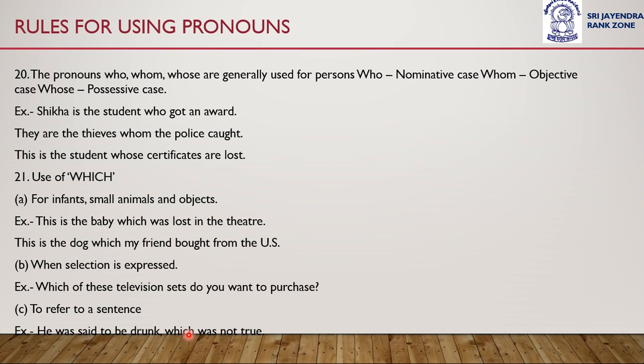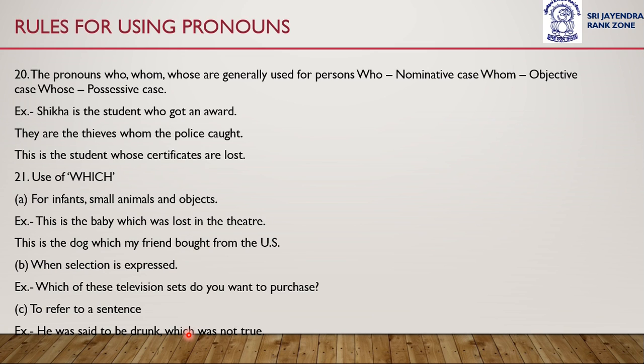It is used for infants, small animals, and objects. For example, this is the baby which was lost in the theater. We have used it for an infant. Alright. Another example can be, this is the dog which my friend bought from the US. Here as well, which is used to represent a small animal. Another case when which is used is when selection is expressed. Which of these television sets do you want to purchase? So when we have to select from a choice of goods, the question arises, which of these television sets?